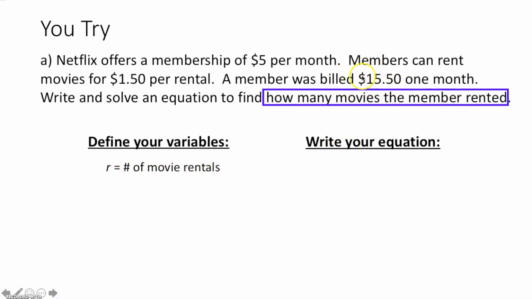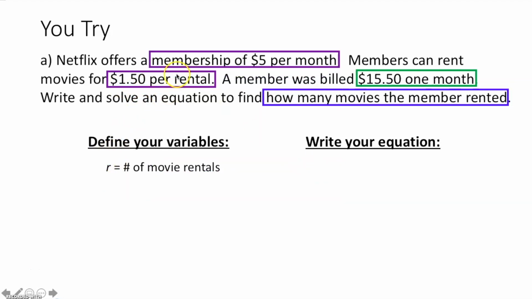So what is our total? $15.50, the member was billed for one month. Sweet. So it's going to be equal to $15.50. So what goes on the other side? Well, it's $1.50 per rental, so I'm going to do $1.50 times R. Is there any other information, any other fees? Yeah, the membership fee. It's $5 per month.